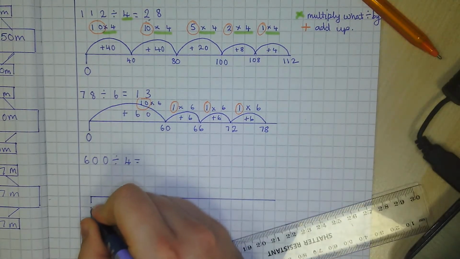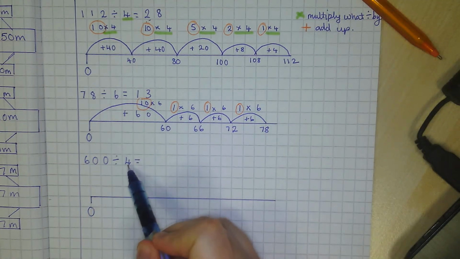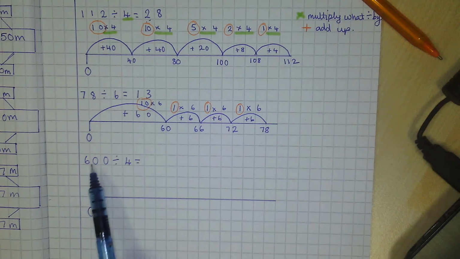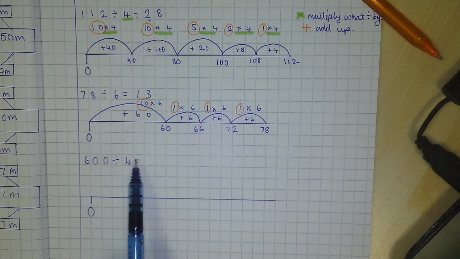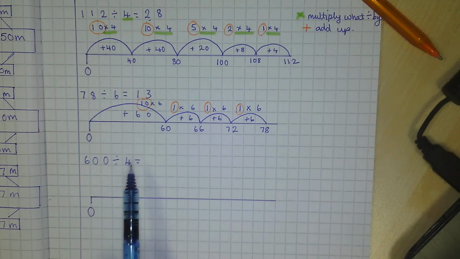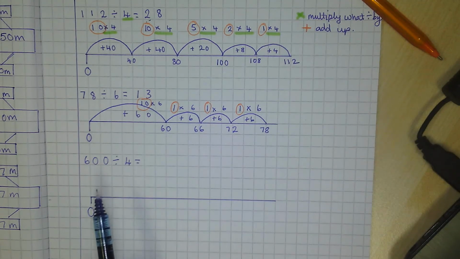So we always start at 0. So I'm dividing by 4, so I multiply by 4. Now I can see that I'm going to spend a long time going into this. So I can actually, if I multiply 4 by 10, that's going to give me 40. If I multiply it by 100, so I'm moving up 2 place values, I'm going to get 400.